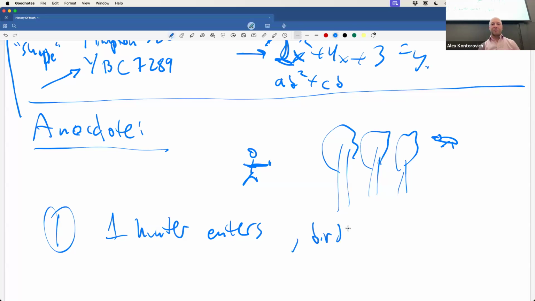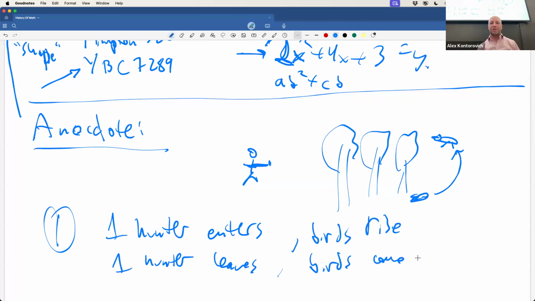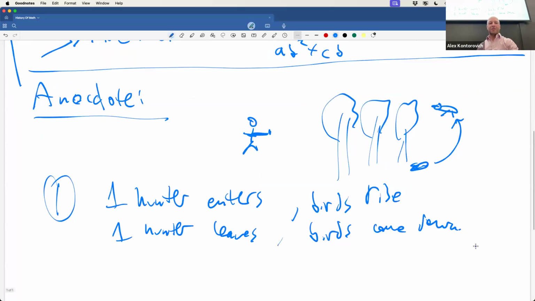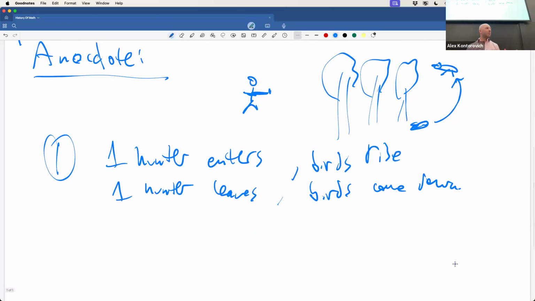The hunter enters the forest. The birds see the hunter. The birds rise. They're on the ground searching for worms, and they fly up into the trees where the hunter can't reach them. The hunter leaves. One hunter leaves. What do the birds do? They come back down. Yeah, the birds come down. Okay, so they start eating. Scenario 1, no big deal.